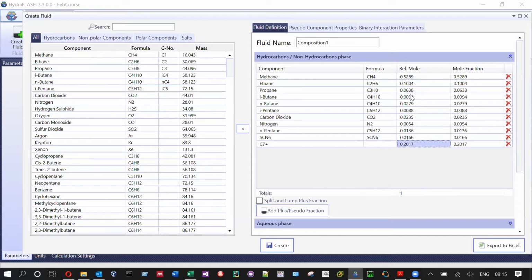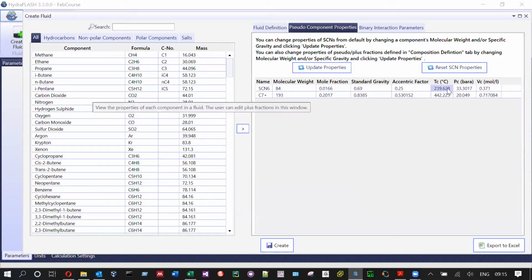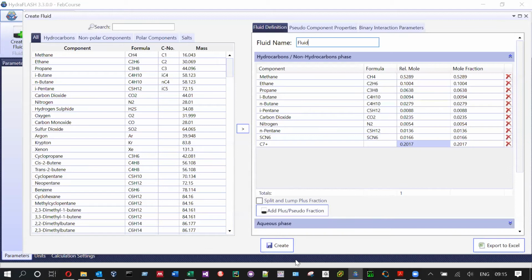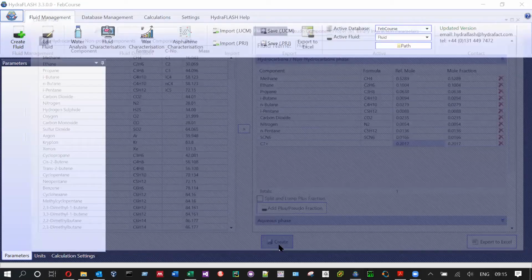Okay, now the sum of all mole fractions will be 1, which is correct. And then I call this fluid, I give it a name. I can see the properties of the pseudo components SCN6 and C7 plus here, and also the binary interaction parameters that I have for this composition. And then I press create.